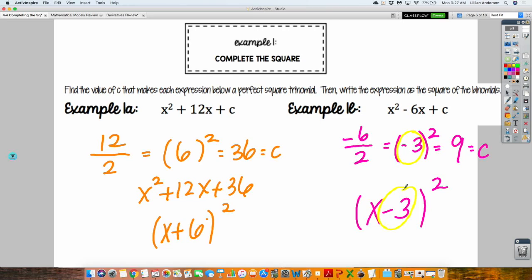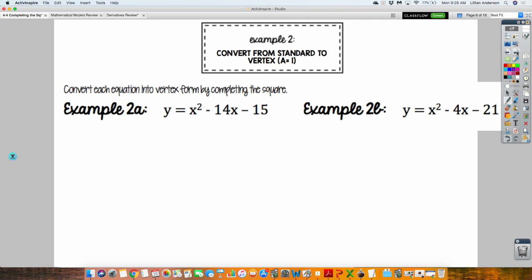Now you need to know this step in order to convert from standard form to vertex form. So here we go. We've talked about vertex form before. This is vertex form: y equals a(x minus h) squared plus k. That was from long ago, 4-2. We're going to go from standard form to that form up there. So we're going to have a value for a, a value for h, and a value for k.